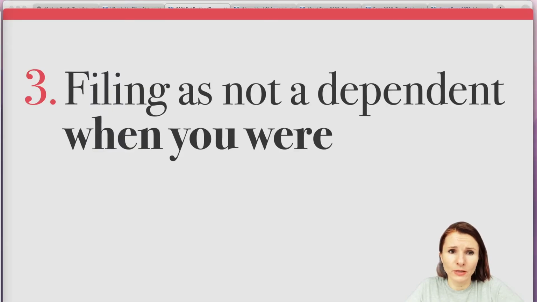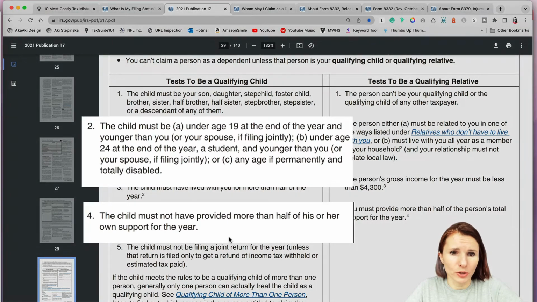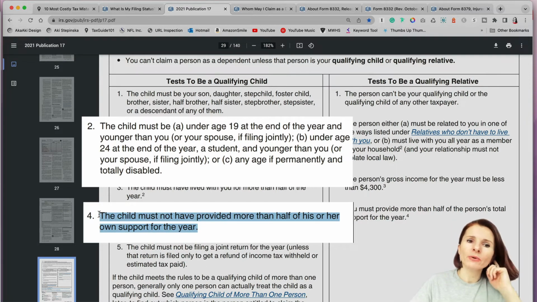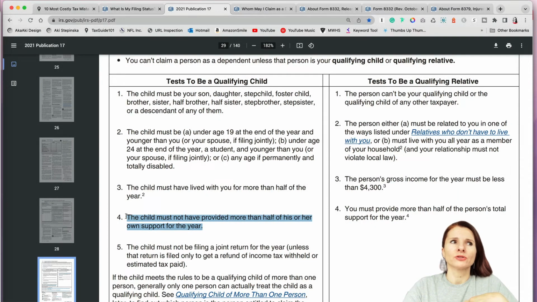The number 3 issue is if you're filing as not a dependent, but you were. So in our example here, we were talking about the college student. Maybe you are still in college, you're 22 years old, and you're filing taxes as not a dependent, but really you did not provide more than half of your own support. Even though you have a small job on the side, your parents are still providing more than half, and they're trying to claim you, while you're trying to file as not a dependent.